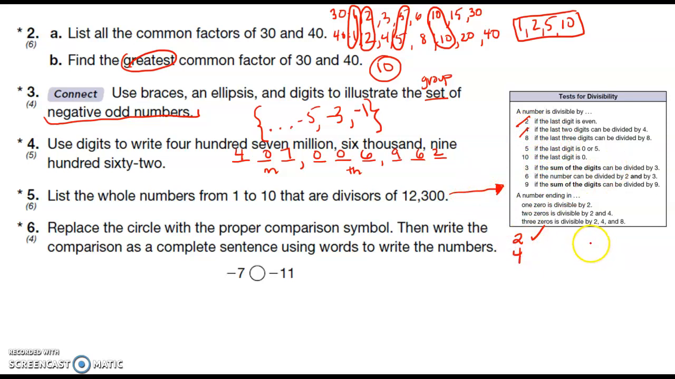If the last 3 digits can be divided by 8, so let's check that one out. 8 times 3 is 24, 60, that's not going to work. So 8's not going to work. 5 and 10, wait, are they single digits? No, it says whole numbers, so we're good. 5 and 10.